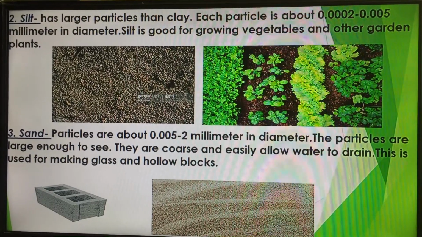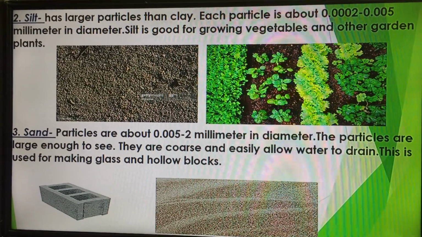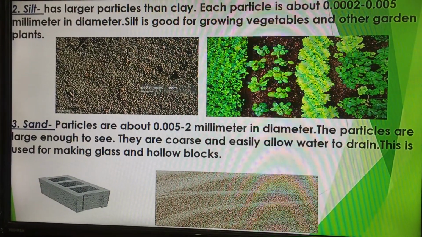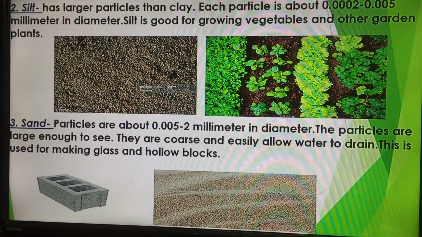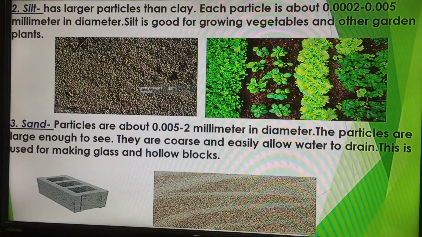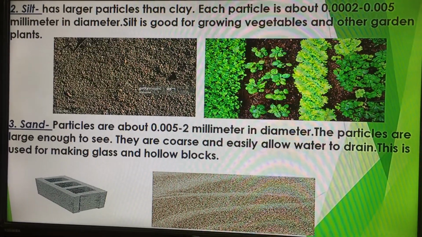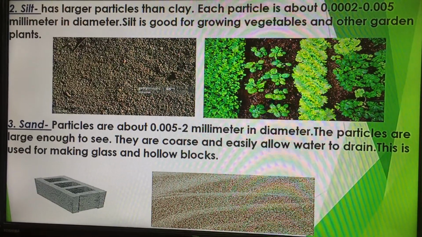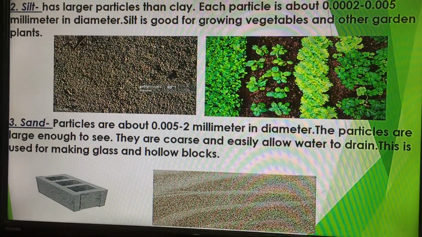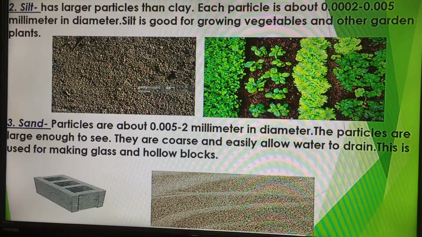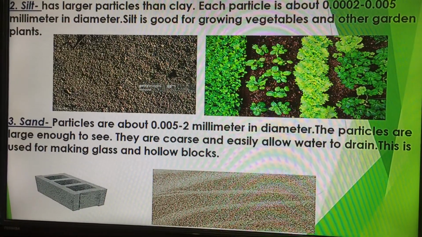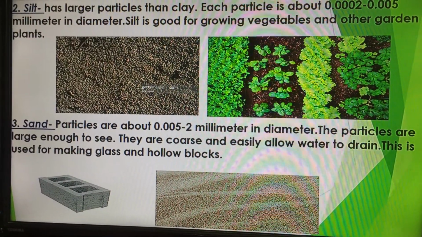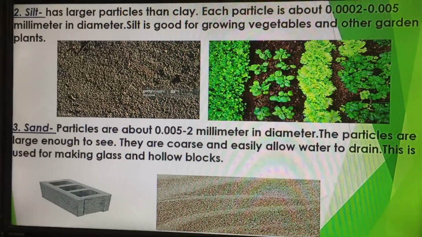The third one is sand. Sand's particles are about 0.005 to 2 millimeters in diameter. The particles are large enough to see. They are coarse and easily allow water to drain. This is used for making glass and hollow blocks. So this kind of soil is commonly used for construction materials and making hollow blocks, as you can see in the picture. Get it?